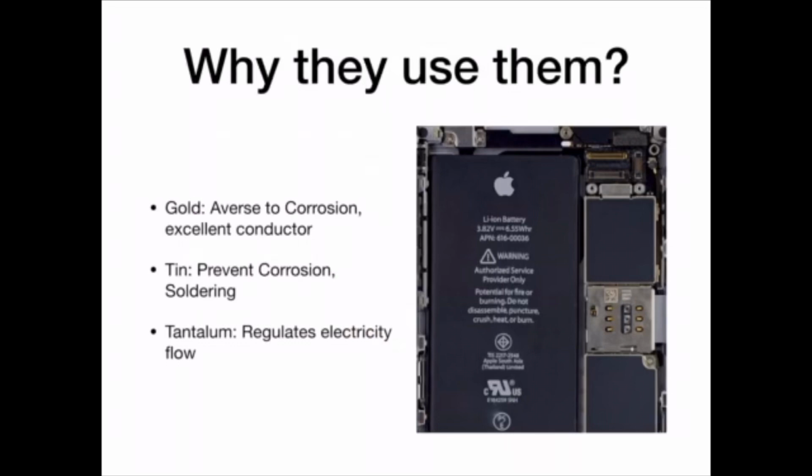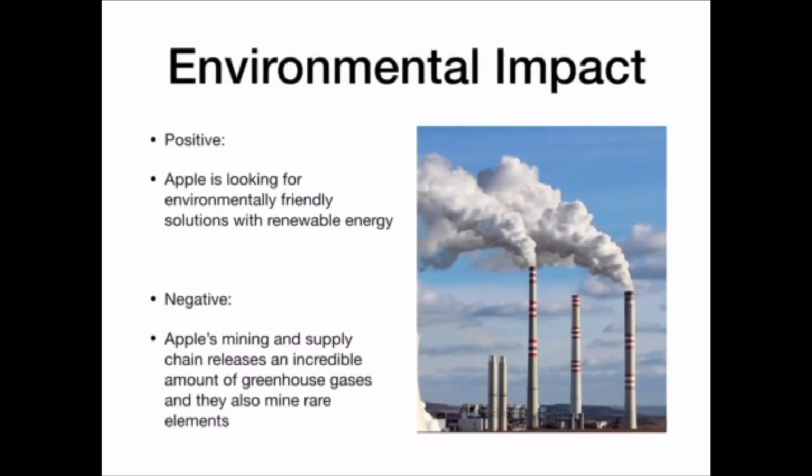Why does Apple use these minerals? Gold is highly averse to corrosion and is also an excellent conductor of electricity, so the gold in iPhones is used to conduct electricity in the phone circuit board. Tin can help to prevent corrosion and to solder, so they use it to solder electronics and for touchscreens. Tantalum is good for regulating electricity flow, so they use tantalum to create wave filters to improve audio quality.